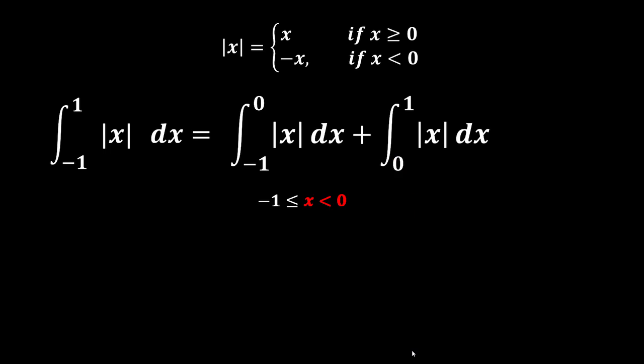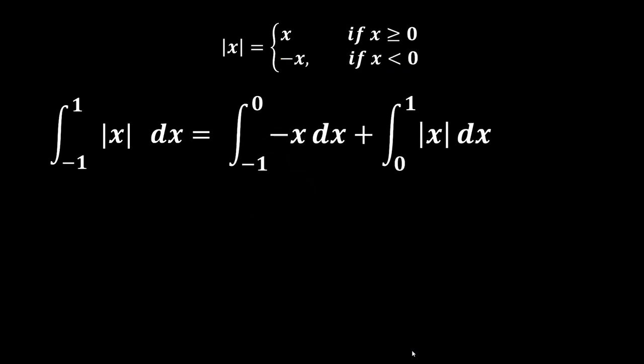Since x is less than 0 on the first integral, if we take a look at the definition of the absolute value, then the absolute value will be -x. Now let's substitute on the first integral the absolute value by -x. Now let's analyze the second integral. On the second integral, x is greater than or equal to 0. And by analyzing the definition of the absolute value function, when x is greater than or equal to 0, the absolute value of x is x. So now let's substitute on the second integral the absolute value of x by x.